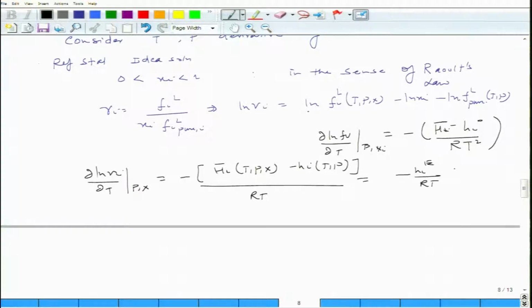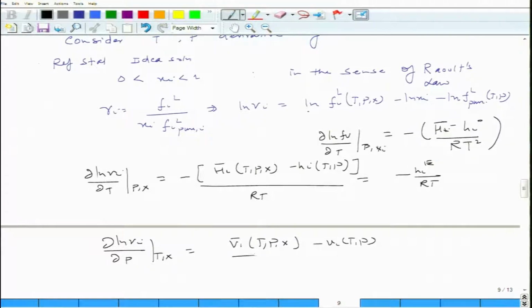So, this will be minus Hi excess by RT. Similarly, you can show that the derivative of gamma i with respect to P at constant T, x is nothing but Vi bar at T, P, x minus small Vi at T, P for the pure fluid, over RT. Here it will be RT, and this will be nothing but Vi excess by RT. So, this is by considering the Raoult's law sense.